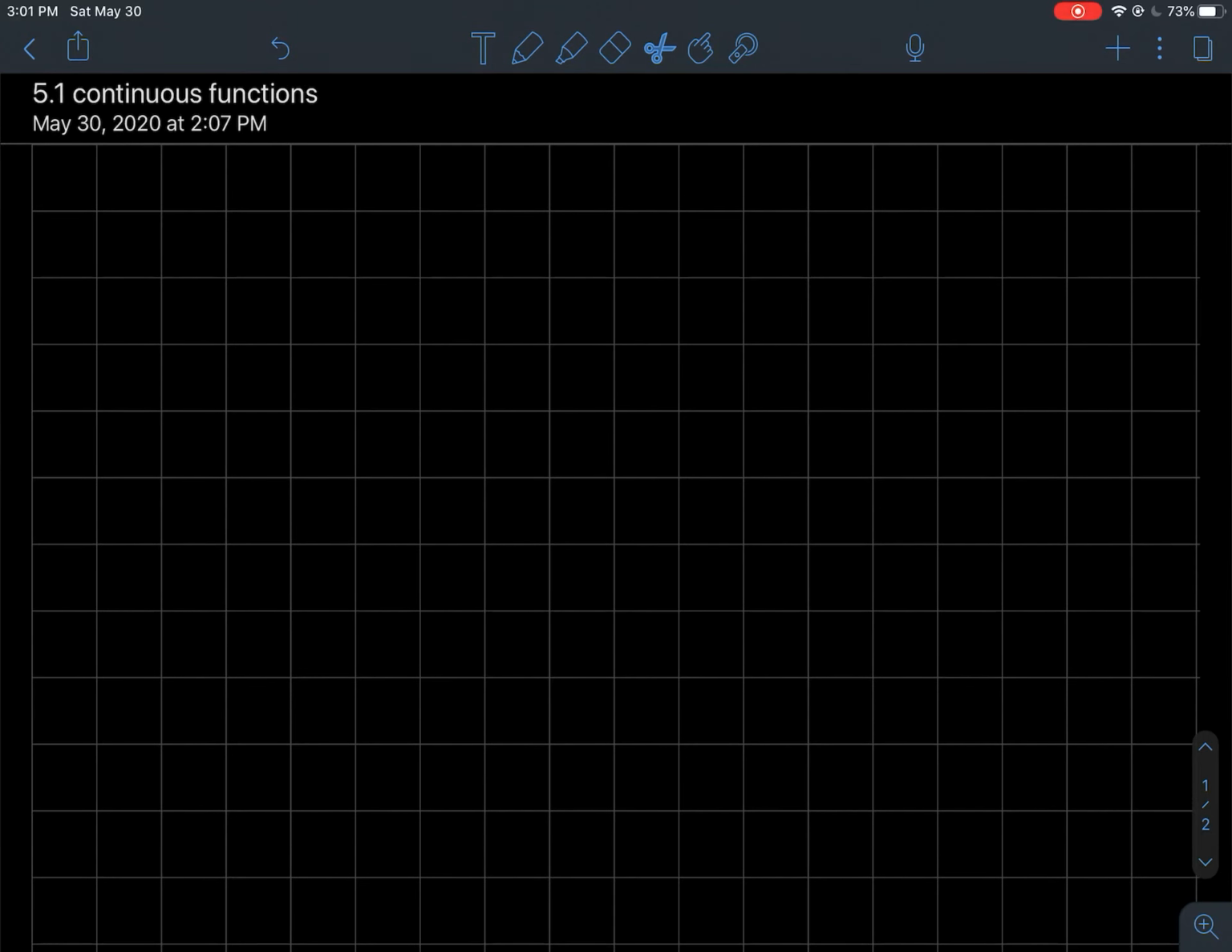This is a video about continuous functions. So let's let A be a subset of the real line. Let's let f be a function from A to R, and let's let c be a real number. And for right now, let's say that c is a cluster point of A. So there should be stuff in A that's arbitrarily close to c.